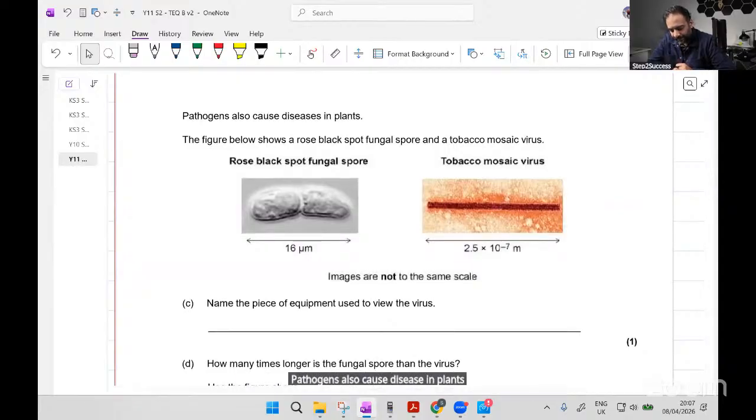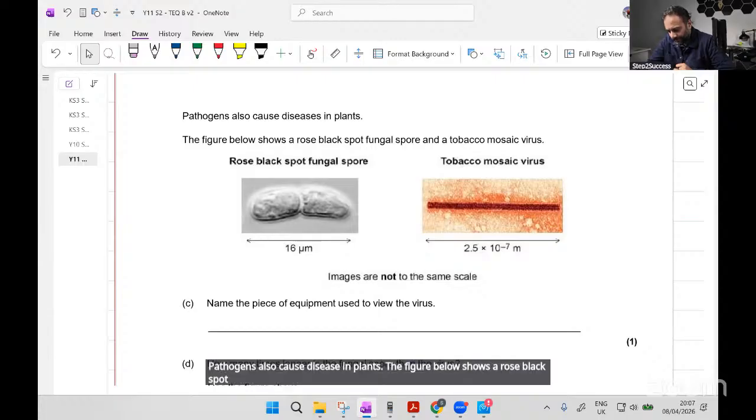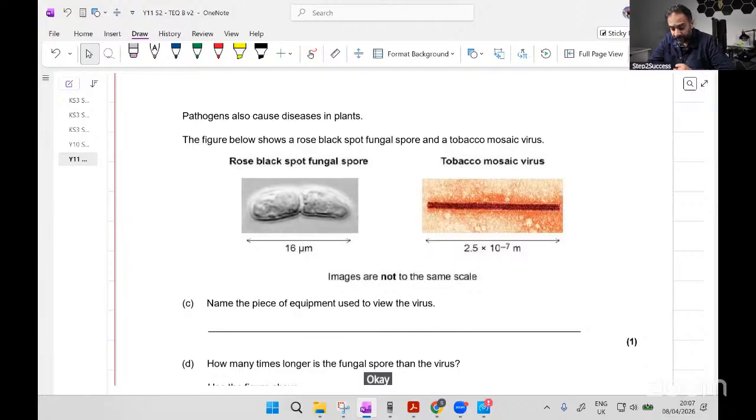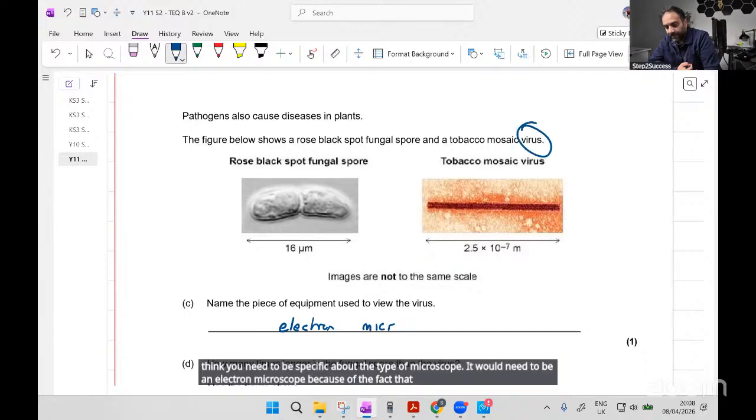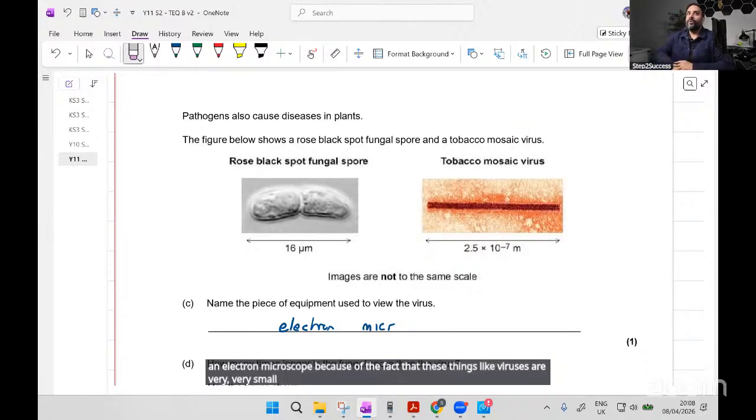The figure below shows a rose black spot fungal spore and a tobacco mosaic spore. Okay. The piece of equipment used to view this is probably a microscope, but I think you need to be specific about the type of microscope. It would need to be an electron microscope because of the fact that these things, like viruses, are very, very small. You would not be able to see them with an ordinary light microscope.